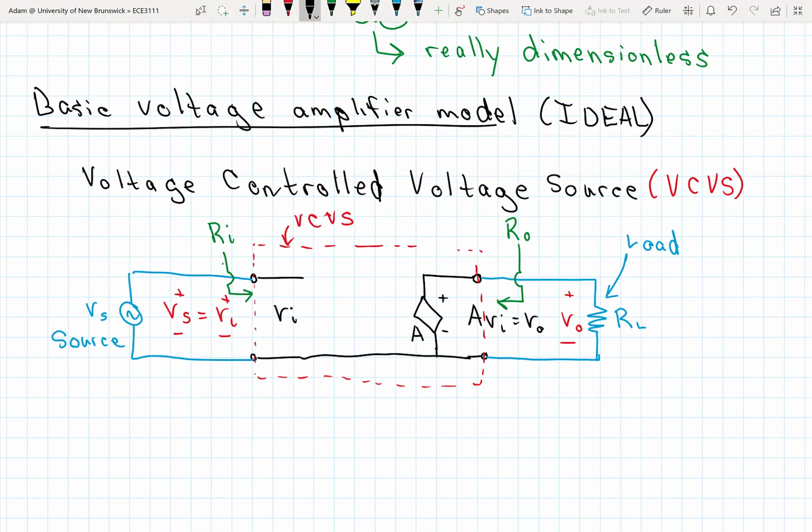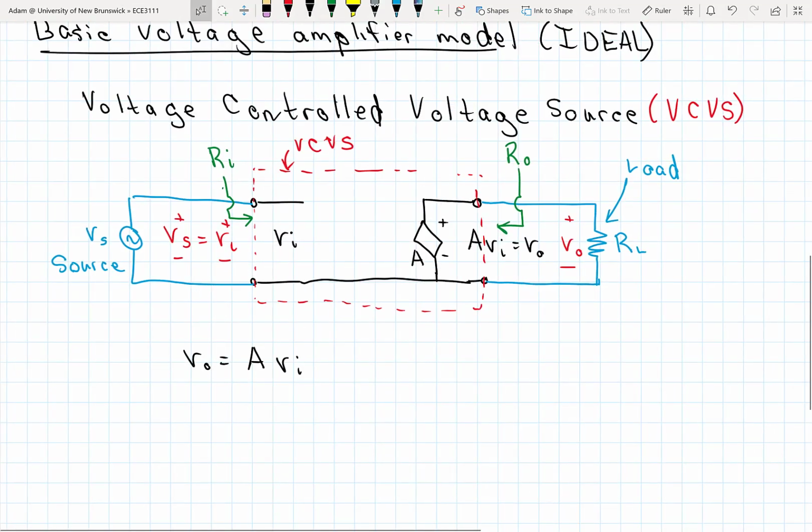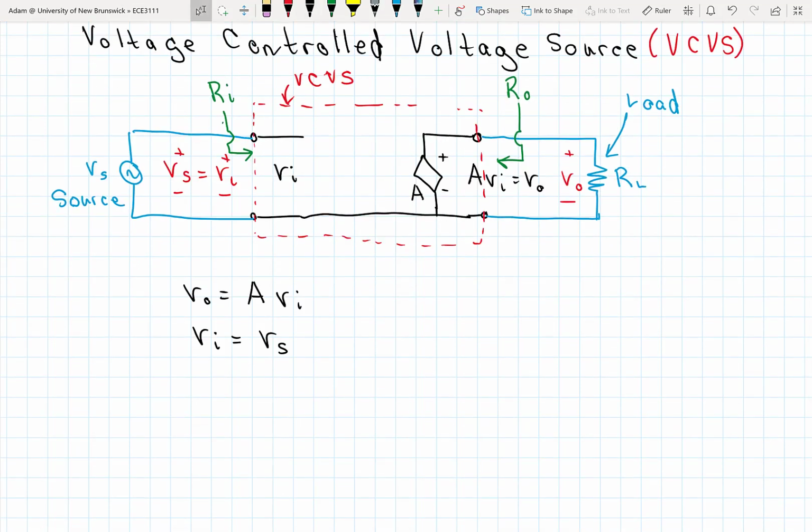Okay, so in this particular case, like I've labeled on the diagram here, the output voltage is a function of the gain, which we've called A, times the input voltage. And in this particular case, the input voltage of the amplifier is equal to exactly the source voltage. So from that, we can talk about an overall gain, which isn't all that interesting in this particular case, but we'll see where it becomes more interesting when we look at real amplifiers.